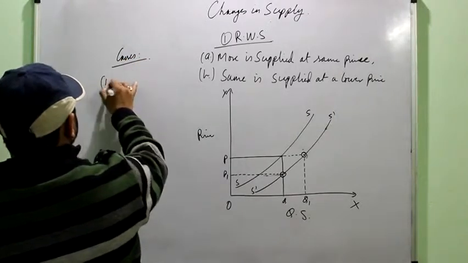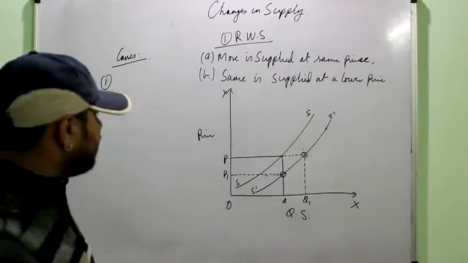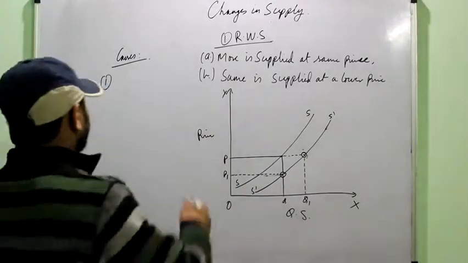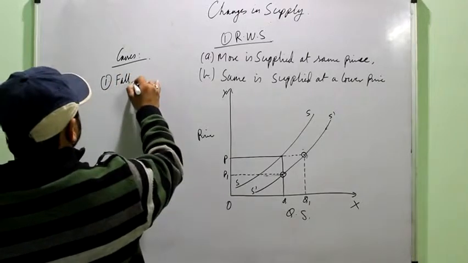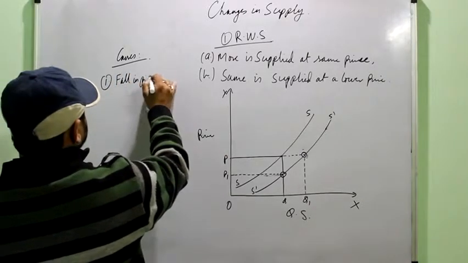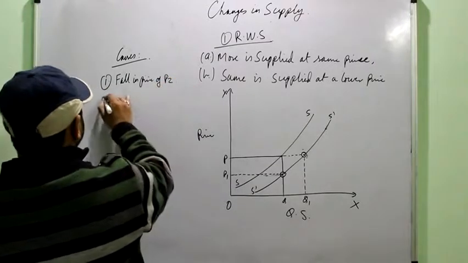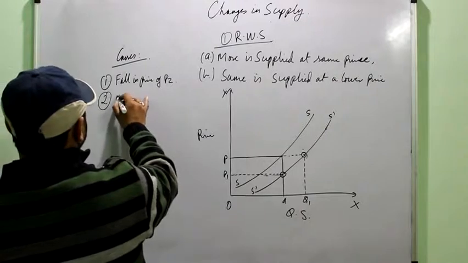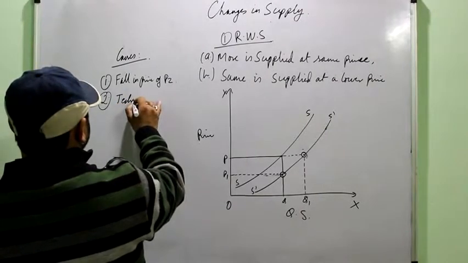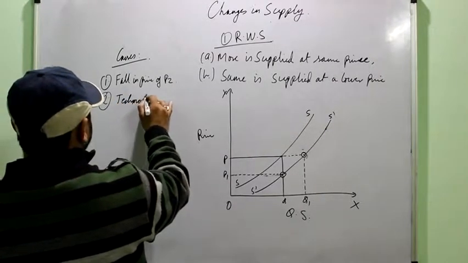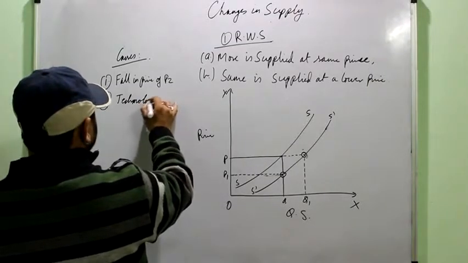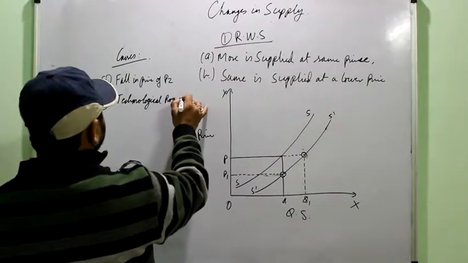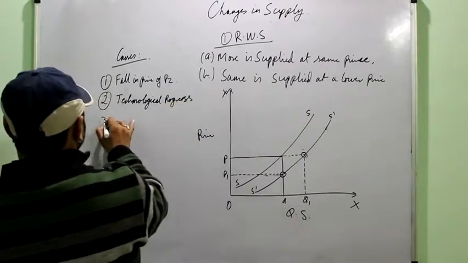Causes, as I told you, are the positive changes in the factors other than the price. So for the substitute good we had an inverse relation. It means a fall in the price of the substitute good, right? Then second we had the technology. So we can call it technological progress, or you can simply write use of modern technology.